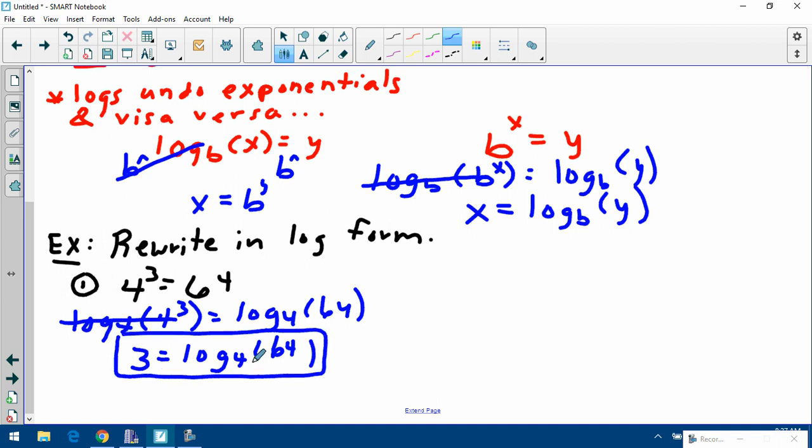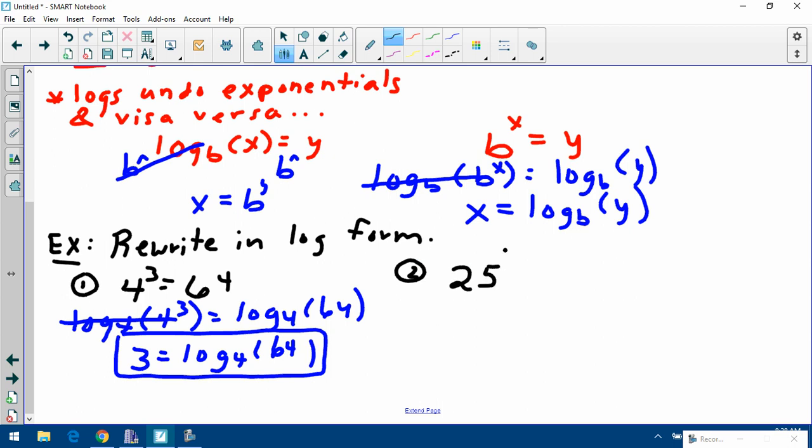And remember what that means. 4 raised to what exponent gives you 64? The answer is 3. So again, if you want to skip this middle step, I'm totally fine with it if you're comfortable. If logs aren't your thing, do that middle step. You'll get the right answer every time. Here's a couple more.